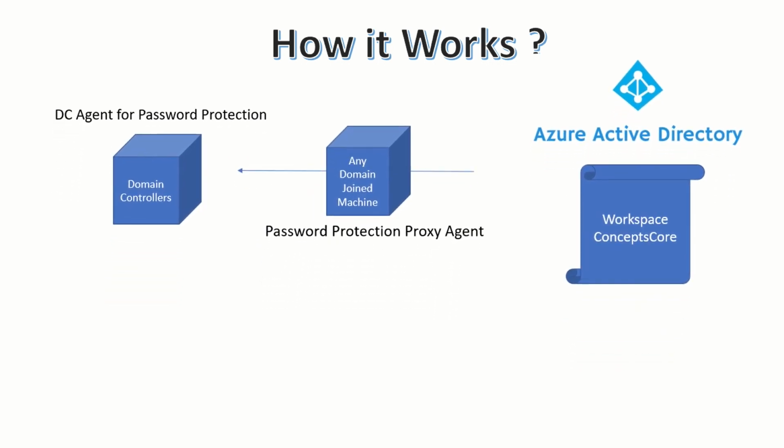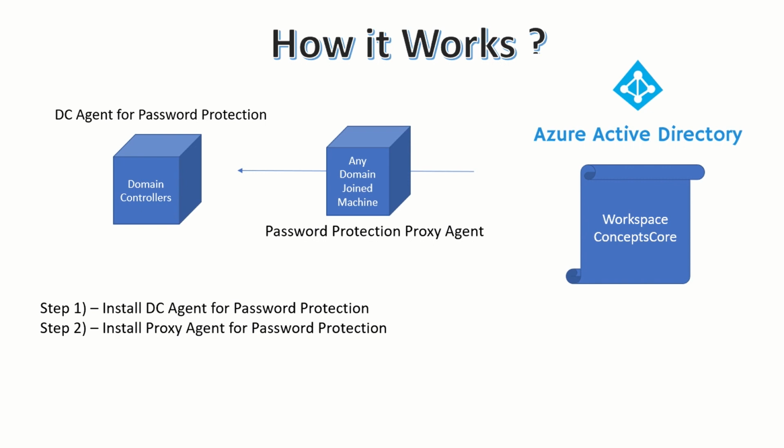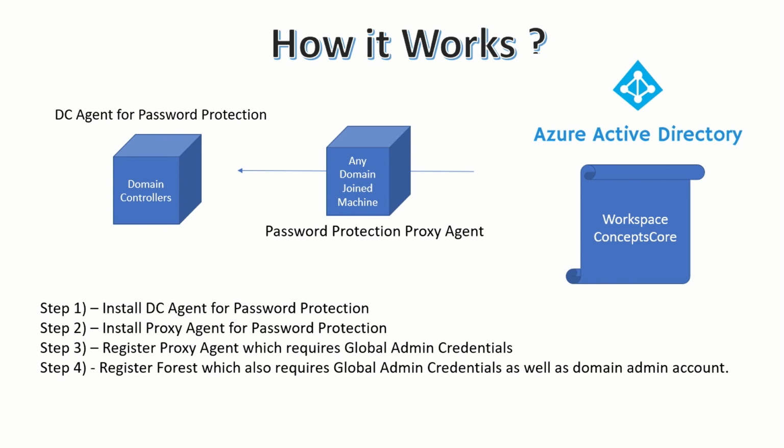But we also have to make sure that all the configuration is in place. What do I mean by this? The first step required is installation of your DC agent. If you do this with the GUI, that means the interactive mode, your DC agent requires a restart. That means on whichever domain controller we install the DC agent, we have to reboot it. The next process is installing the password protection proxy agent. The next one is registering the proxy agent so that it can contact Azure Active Directory, and then we register the forest. Registering the proxy agent requires global admin credentials, whereas registering the forest requires global admin credentials as well as a domain admin account.